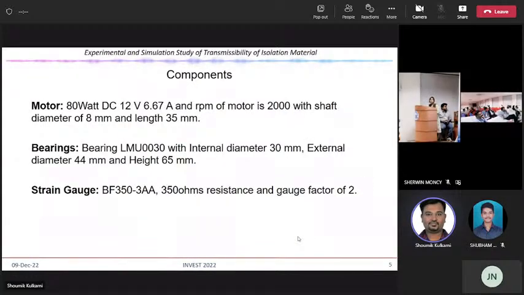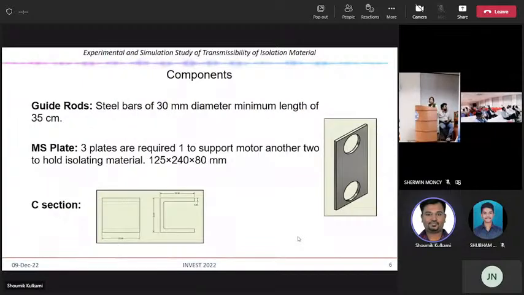So these are the components: motor, bearing and strain gauges. For the bearing, we have used a vertical structure, and it can easily slide along those columns. We have used three plates, one plate at the bottom, another plate above the first C section, and in between these two plates, one isolation material, and again one more C section. On top of all this, we have placed the motor.